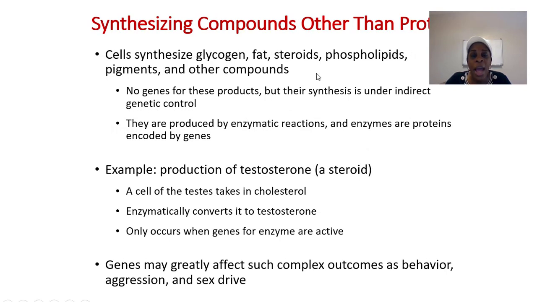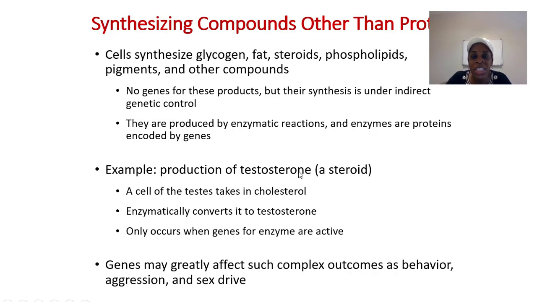Now, you would ask yourself, you're making proteins, right? What about other stuff you make? For example, we can make glycogen, fat, steroid, phospholipid, pigment, and other compounds, but we don't use genes for them, right? We don't go to the DNA for them. Those are things that are transformed in your body from previously made stuff. So they're kind of making things from each other.